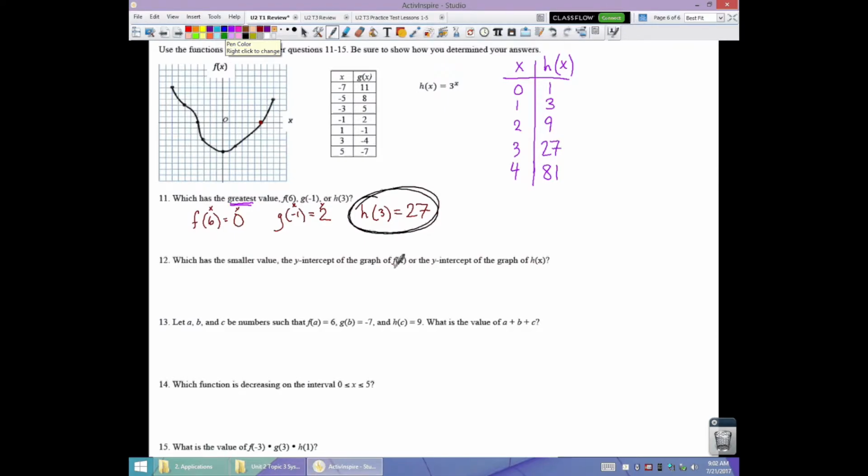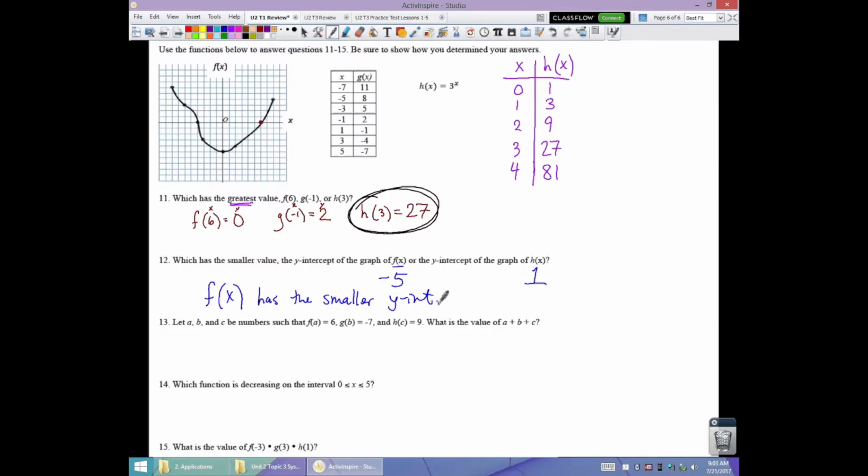The y-intercept for f of x over here is 1, 2, 3, 4, 5. So for this one, it's -5. For h of x, the y-intercept, that's when x is 0, is 1. So for h of x, it's 1. So which one has the smaller y-intercept? F of x has the smaller y-intercept.